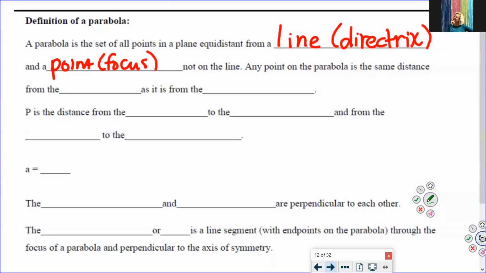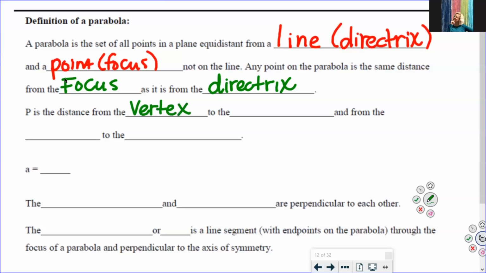So let's go ahead and take a look at the next sentence. Any point on the parabola is the same distance from the focus as it is from the what? Directrix. Good job. That's what makes a parabola, that sentence right there. Okay, P, our best friend in this section. P is the distance from the vertex to the what? The focus. Great job.